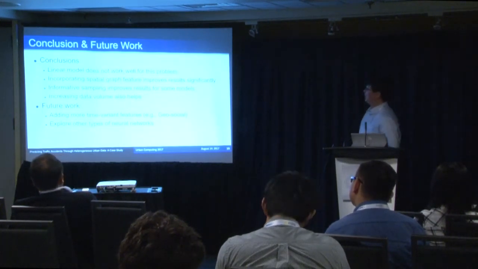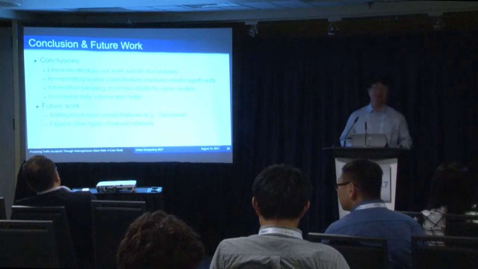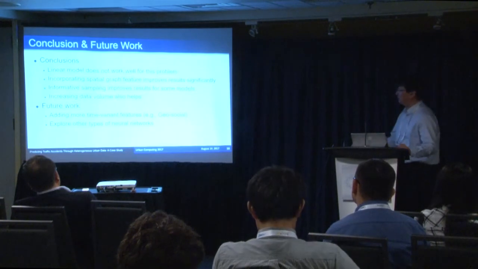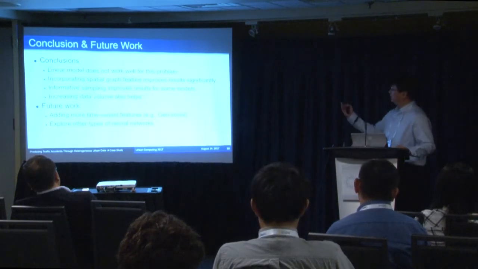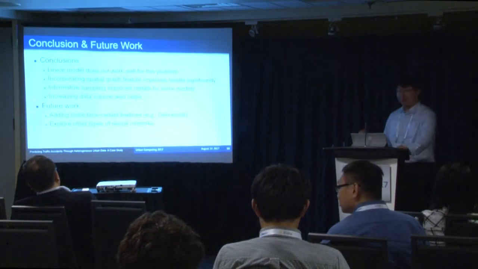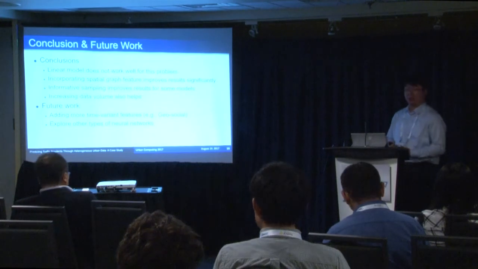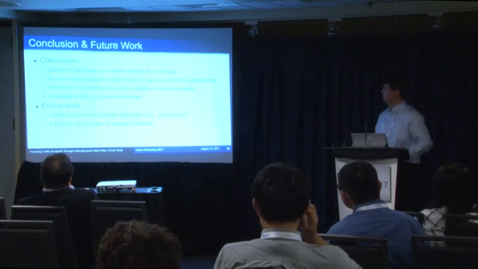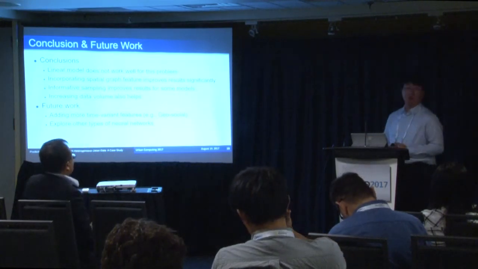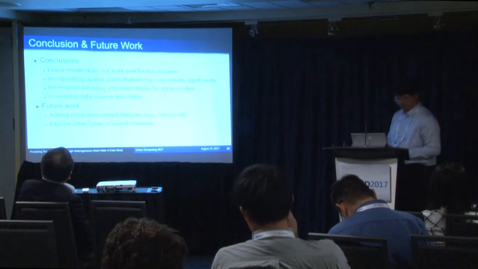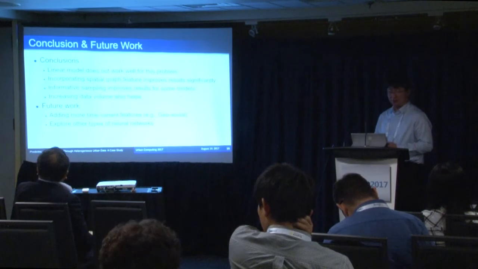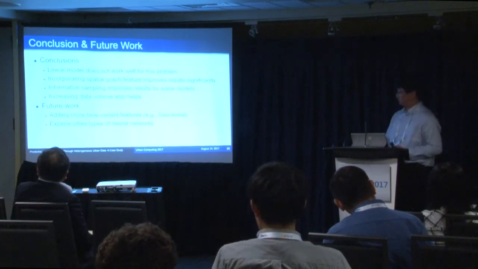And the conclusion is that, first of all, this problem is not a linearly separable problem, so a linear model like linear SVM does not work very well. Incorporating spatial graph features could significantly improve the results, which means that we address the spatial heterogeneity properly. Informative sampling improves the results for some models, but not for the neural network. And increasing data volume can also improve the result. In the future, we would like to incorporate more interesting features like geosocial features and explore other types of neural networks to solve this problem.